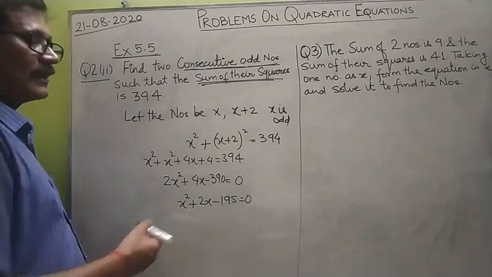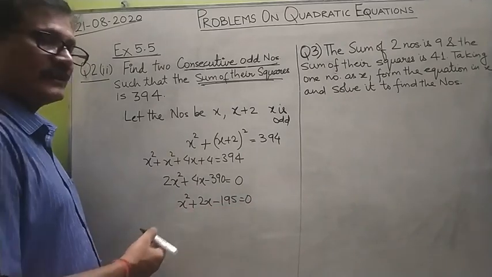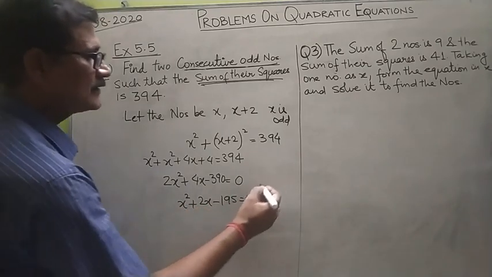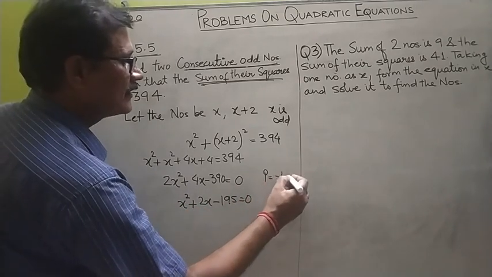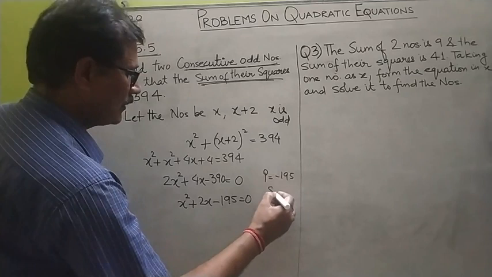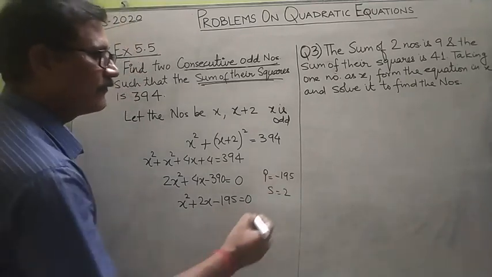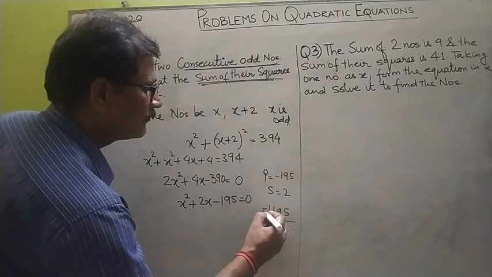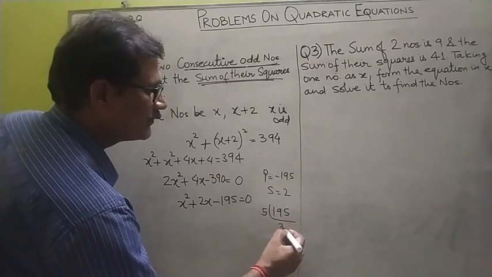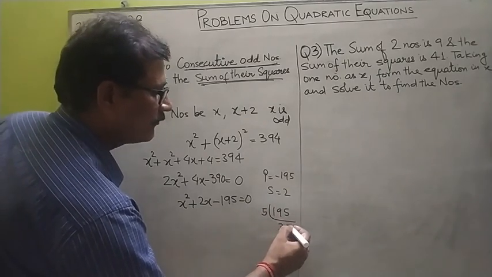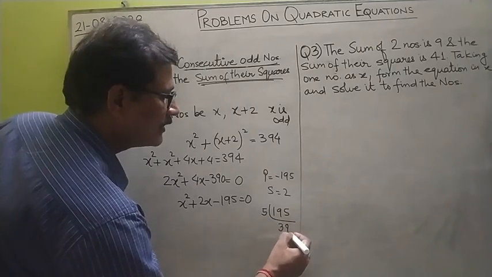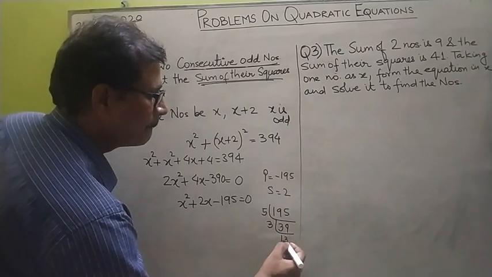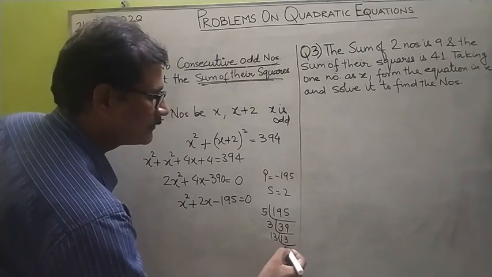Now, this is a quadratic equation that we have got. We have to solve this. So, I use the factorization method. The product here is minus 195 and the sum required is 2. So, I find out the factors of 195 by dividing it by 5. We get 5 3s are 15 and 5 9s are 45. Then I divide by 3, I get 13. And 13 is a prime number, we get 1.